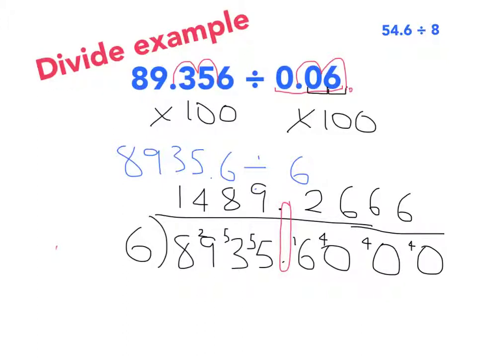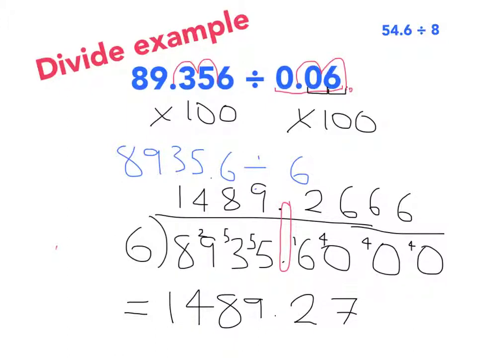So if I round that answer to 2 decimal places, I get 1489.27. Now, that is the answer to 89.356 divided by 0.06. I don't have to do anything. I multiplied it by 100. I don't have to divide it by 100, even though I manipulated the number at the start.